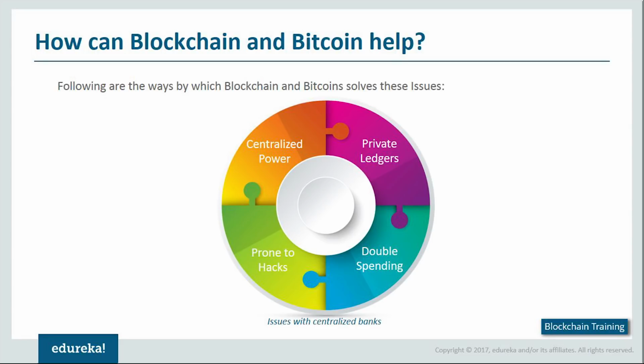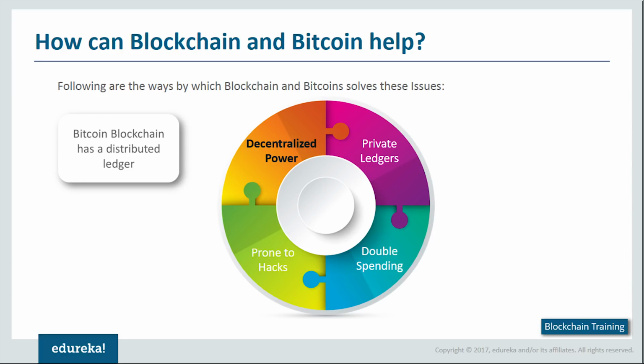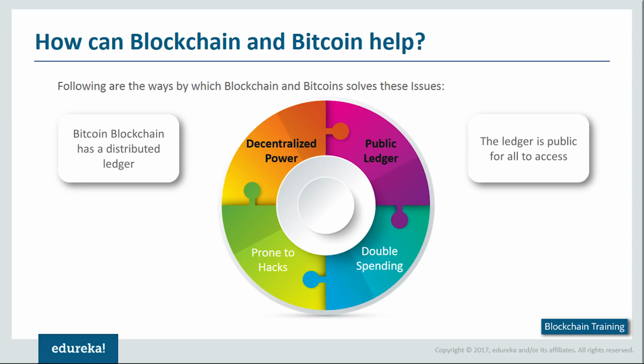Now the first challenge of centralized power getting hacked is addressed by using decentralized power here. The blockchain system uses a distributed ledger system where anyone and everyone who's part of the system gets access to the ledger and has complete access and power with respect to the system as well. Apart from that, we follow a public ledger system here. All the transactions that are part of the blockchain are completely visible to everyone who's part of the blockchain.